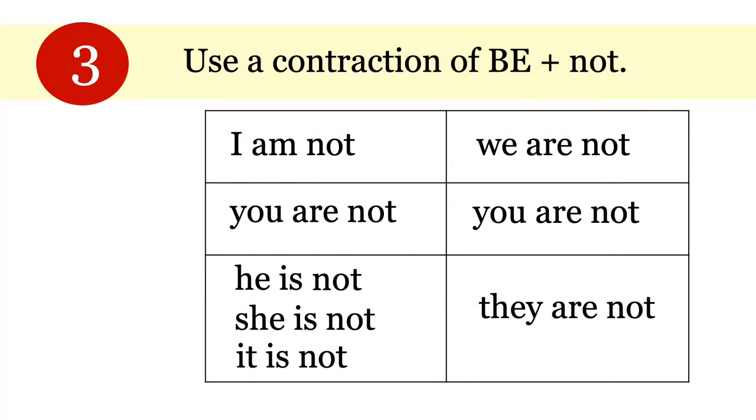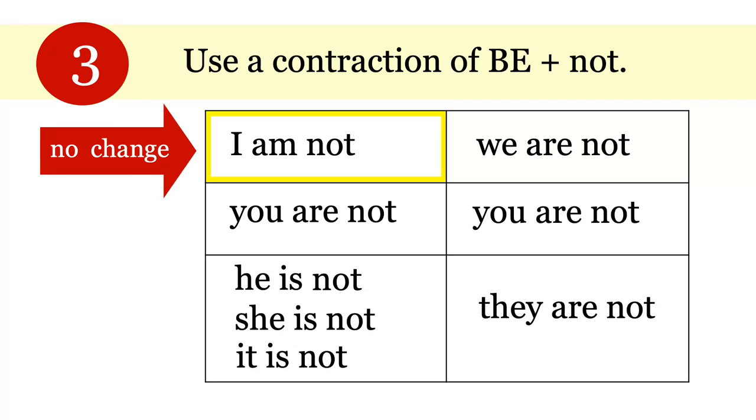The third way to form the negative is to use a contraction of be and not. You cannot use this way for I. There's no change for first person singular. But for the rest, we can do this third way. So look at you are not. This time, we drop the O, we make one word with the N and the T, and we add the apostrophe. You aren't.